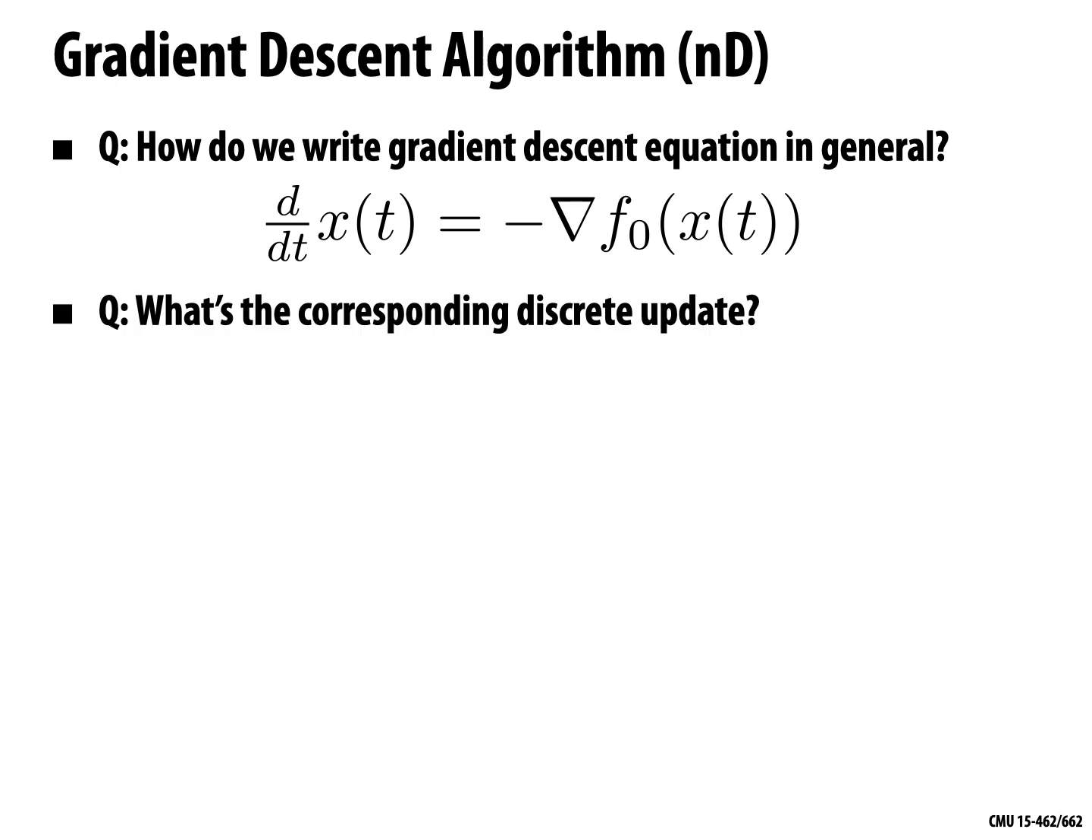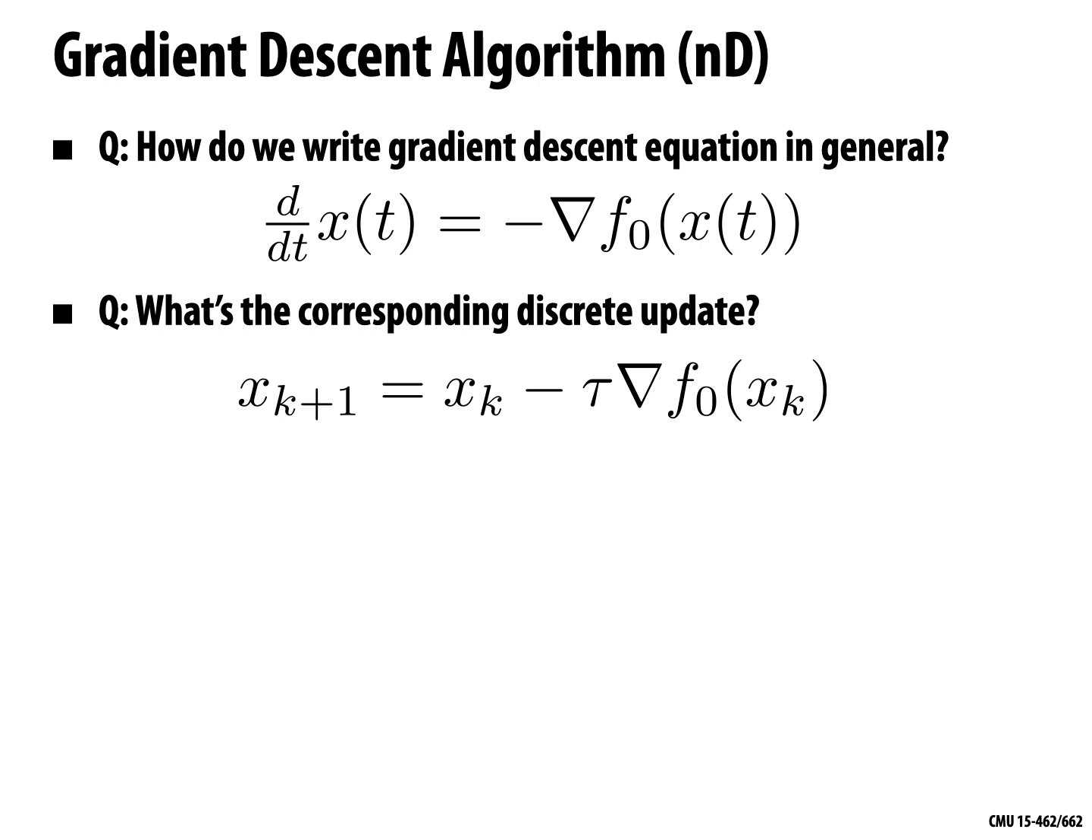What's the corresponding discrete update? Again, it doesn't look any different. The next point we want to visit is the current point minus this small time step tau times the gradient of the function evaluated at the current point. Okay? Sounds pretty good. And again, if we use a reasonable line search or whatever to pick our time step tau, or if we just set it to be a teeny tiny value, then we'll get to a local minimum. Life is good.